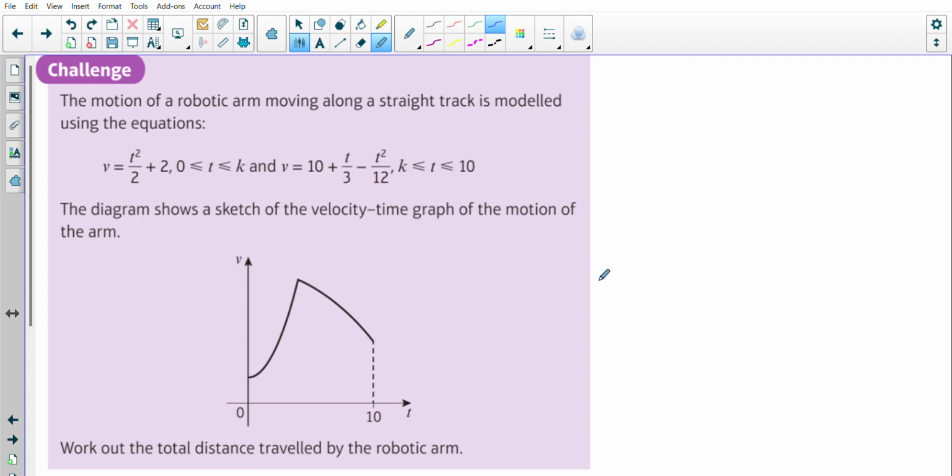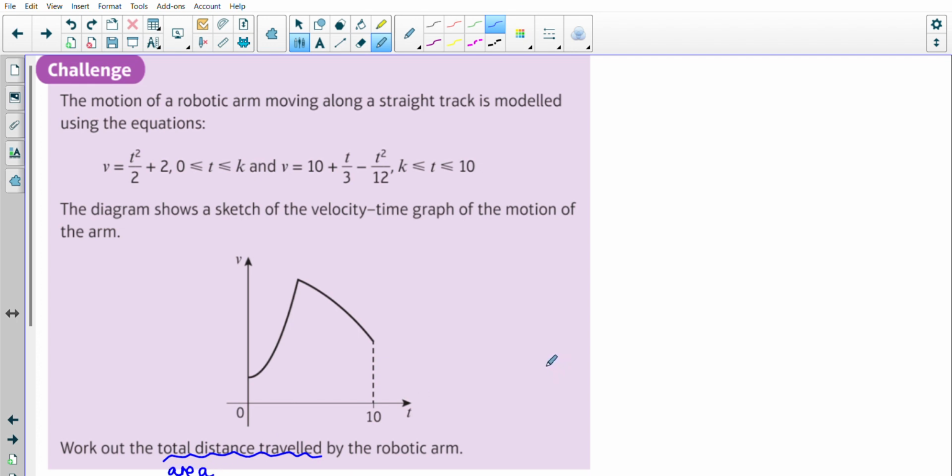The diagram shows a sketch of the velocity time graph of the motion of the arm, and we've got to work out the total distance travelled by the robotic arm. And if you remember, the total distance travelled, or anything to do with distance when we've got a velocity time graph, is the area.